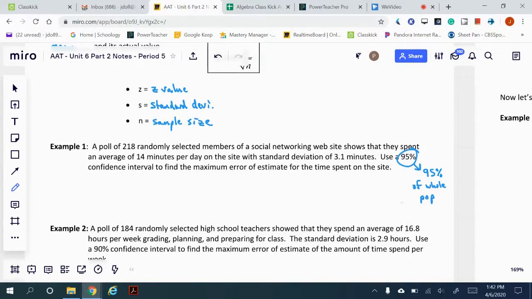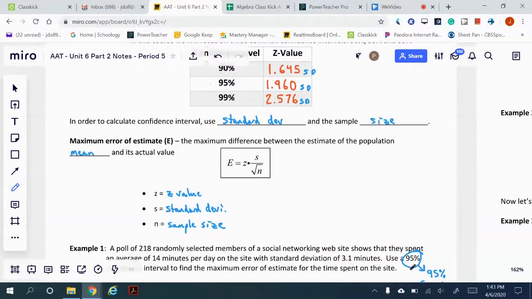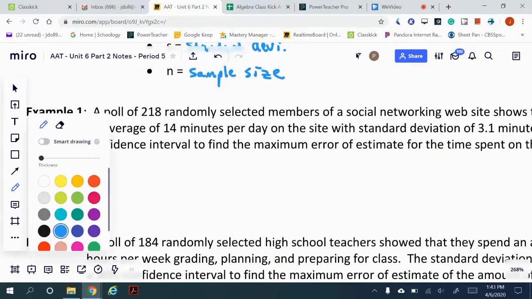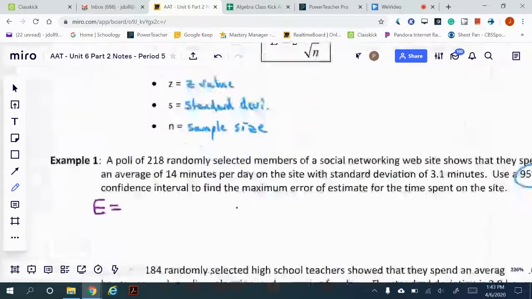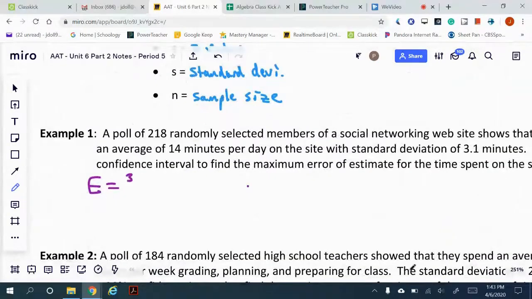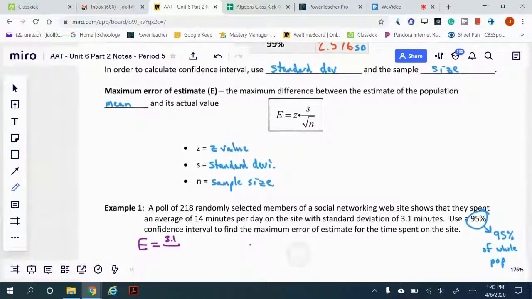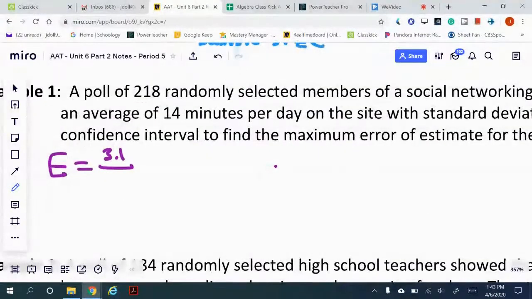95% of the population, because that's how we get our Z value up here. Knowing that we're looking for 95 gives us our specific Z value. So at this point, guys, it's pretty much just plug and chug here, substitute and simplify. So E, our error, is going to be equal to our standard deviation, 3.1, over, as you can see there, the square root of N.